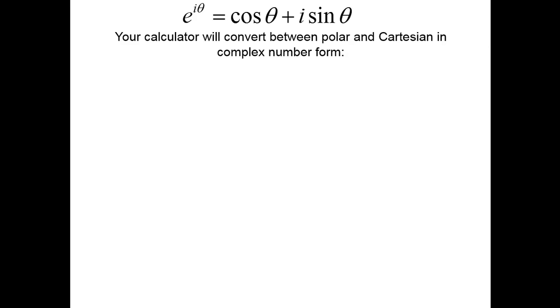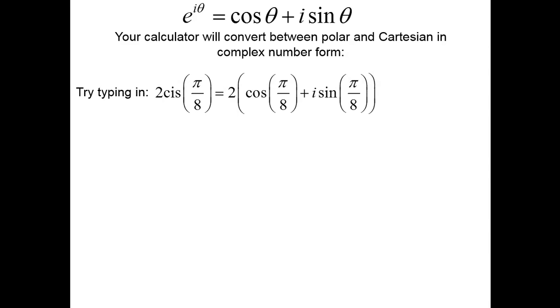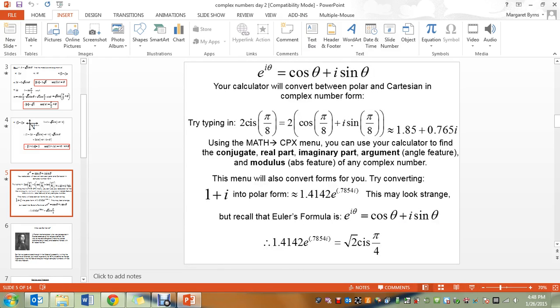So in your calculator, we can convert between polar and Cartesian versions if they're complex numbers. Let me show you how to do that. Try typing in 2 cis of pi over 8. So let me go ahead and go to my art view here.